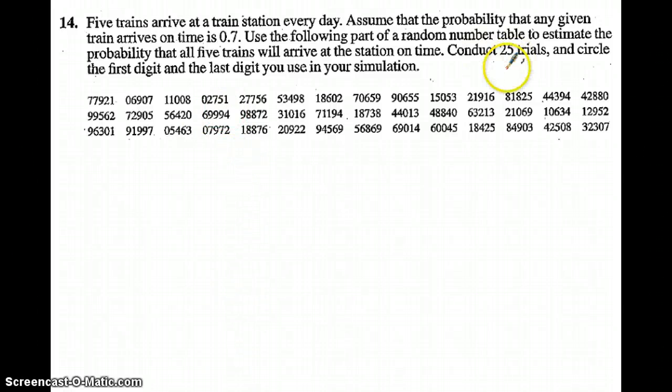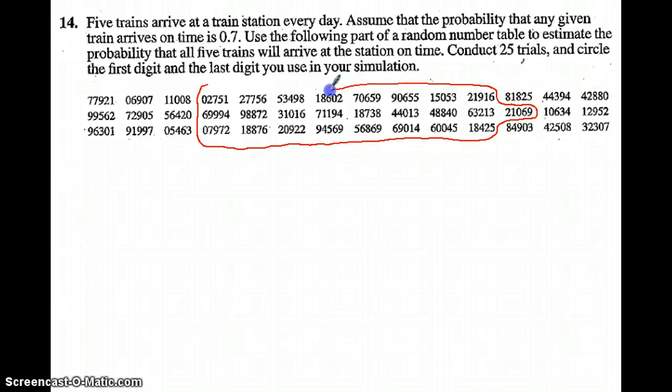It says conduct 25 trials to see if 5 trains run on time. So I need 25 groups of 5 digits. These are all in groups of 5 digits. I just pick 25 of them. So let's do something sort of central here. These are in groups of 3. So if I pick 8 columns, let's do these 8 columns and then one more number. So there's 1, 2, 3, 4, 5, 6, 7, 8, and because I said it was central, let's pick that one. So here's 25 little sets of numbers.